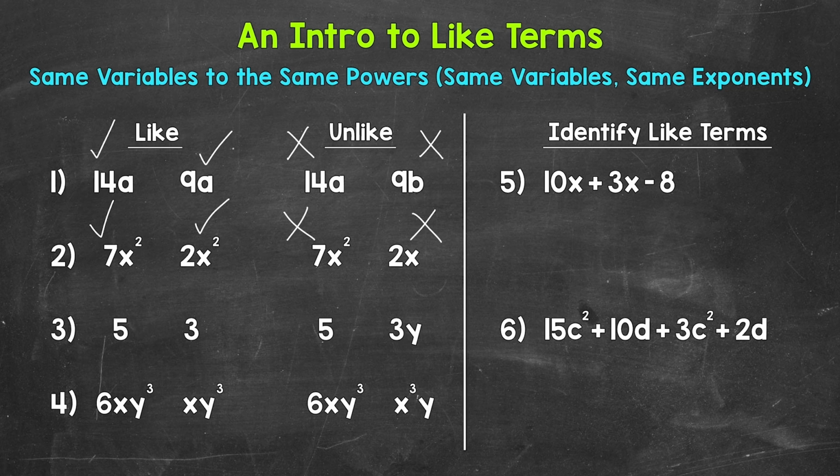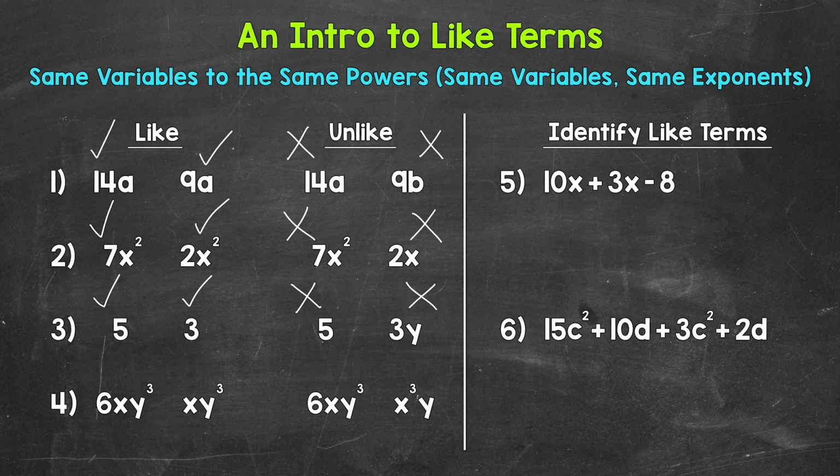Let's move on to number 3, where we have 5 and 3 for the like terms. These are called constant terms. We just have numbers. They are called constant terms or constants because their value stays the same. It stays constant. There aren't any attached variables that can change the value of these terms. So whenever we just have numbers, constant terms, they are going to be like terms. So 5 and 3 are like terms. As far as the unlike terms, we have 5 and 3y. We don't have the same variables to the same powers, so these are unlike terms.